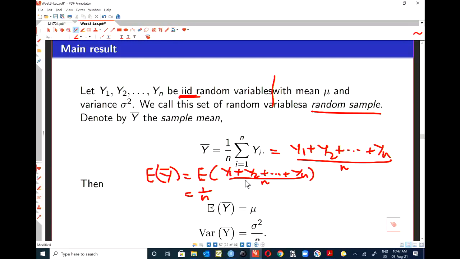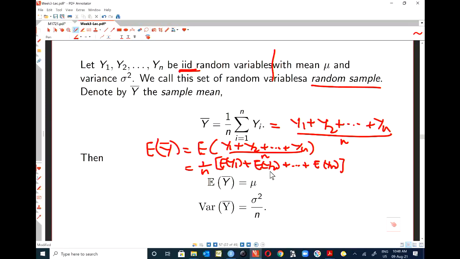And I've got now the sum over here, so this becomes E of y1 plus the mean of the second one, and all the way to the last one. And each of these things has the same mean. Each of these is equal to mu. So I'm adding this mean n times, and I get n times mu, and I'm dividing by n as well. Well, after I cancel those off, I get the mean mu here.